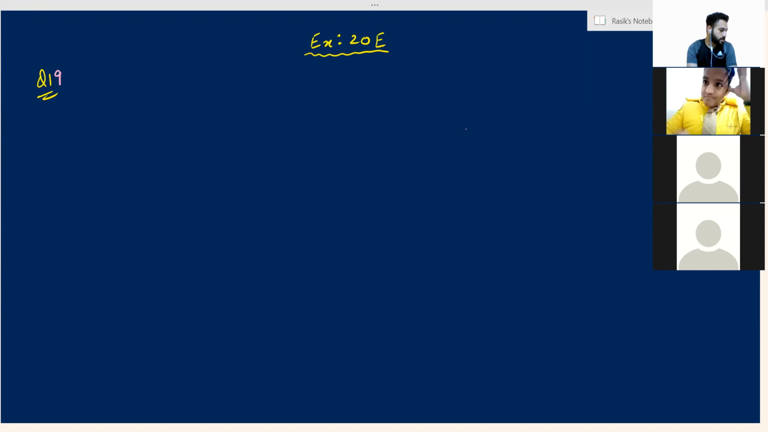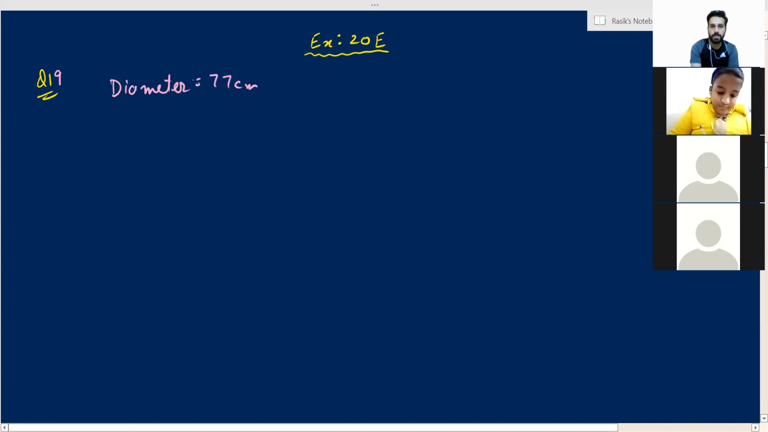Question 19, chalo. The diameter of the wheel of a car is 77 centimeters. Again, there is a wheel. The diameter of the wheel is given, 77 centimeters. Therefore, we can say that the radius is equal to 77 upon 2 centimeters. Don't write your answer in decimal, let it be in fraction. How many revolutions will it make to travel 121 kilometers?